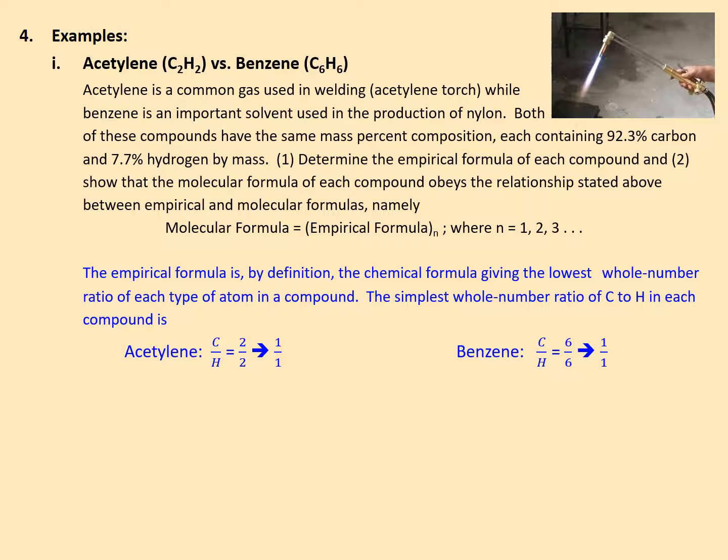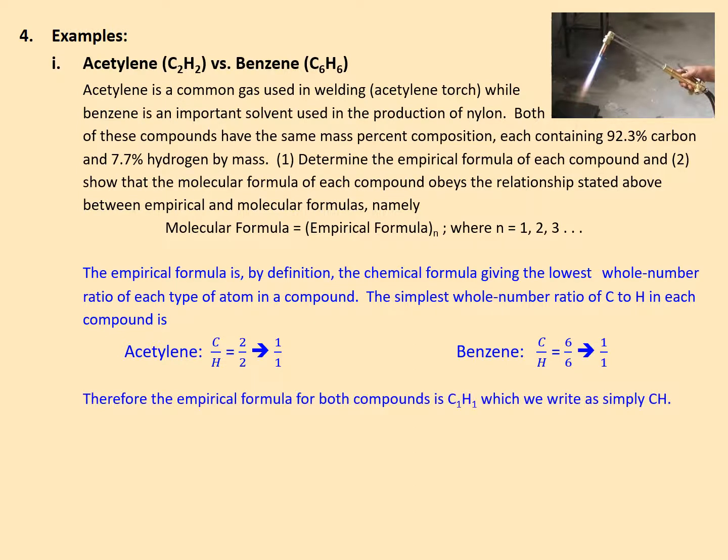When we look at benzene, in 1 molecule of benzene, the carbon to hydrogen ratio, we've got 6 carbon atoms and 6 hydrogen atoms. Once again, taking that simplest whole number ratio, 6 to 6 goes to 1 to 1. So what we see is that although each of these compounds contain different numbers of carbon and hydrogen atoms in 1 molecule, the ratio of carbon to hydrogen is exactly the same in both of these compounds.